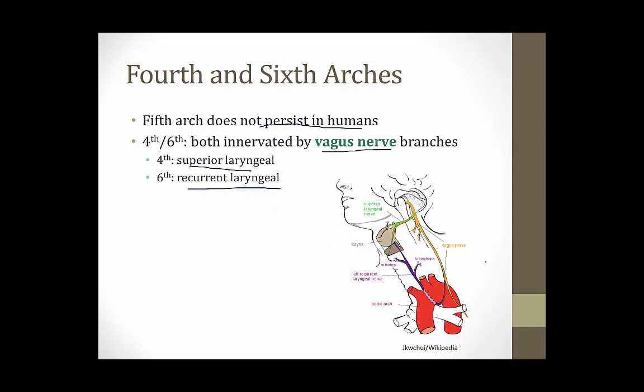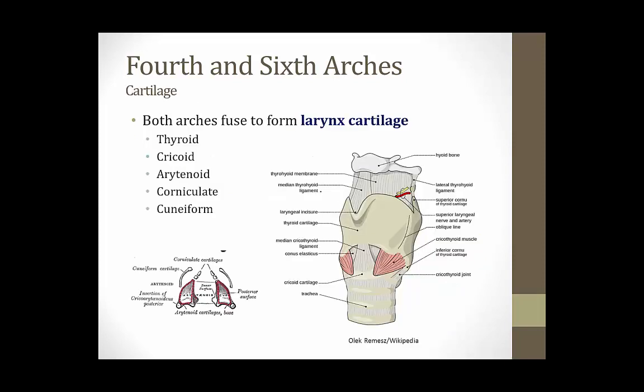And shown here in this drawing on the screen is the vagus nerve, and the recurrent laryngeal branch runs up and around the aorta on the left side. The superior laryngeal branch stays up just below the jaw. Both of these arches develop into cartilage of the larynx. So there are a number of cartilaginous structures in the larynx.